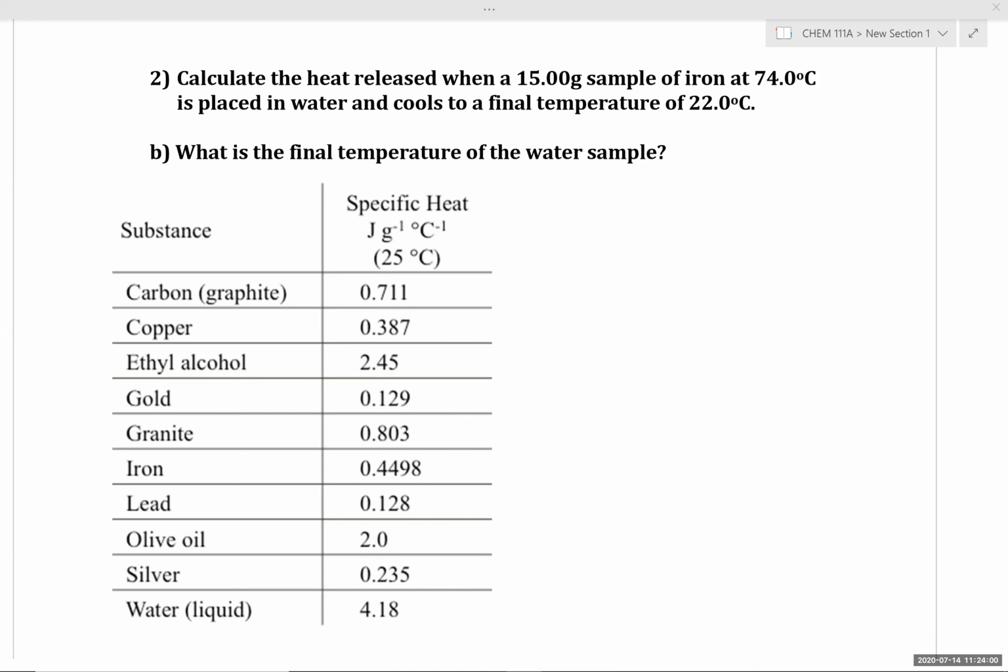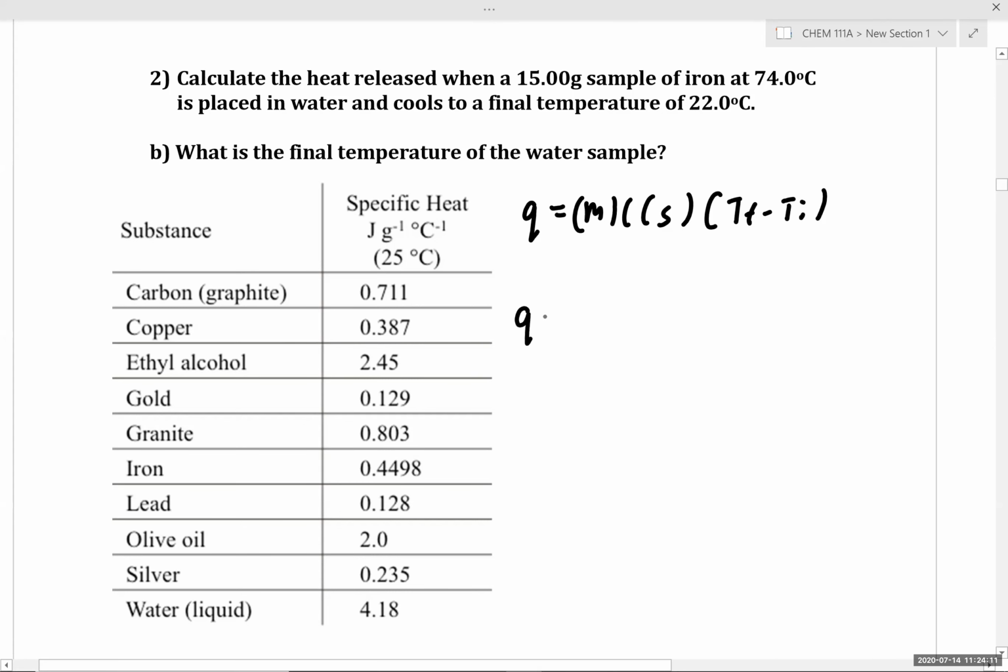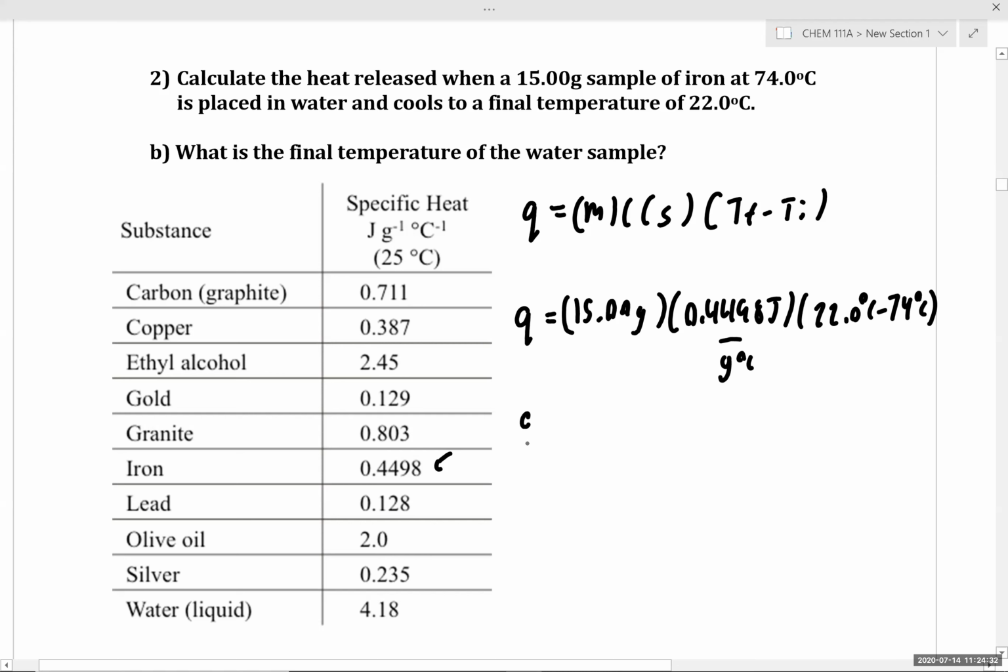Okay, so let's discuss this example. The heat released by our sample of iron is equal to the mass of iron times the specific heat times T final minus T initial. So substituting, we have 15.00 grams. The specific heat of iron is 0.4498 joule per gram degrees Celsius. T final is 22 degrees Celsius. T initial is 74 degrees Celsius.